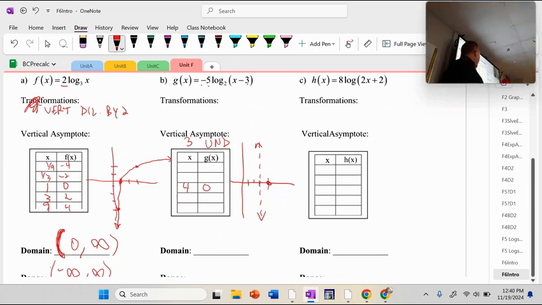Got it. All right, now we've got the flips and the stretches. Ooh, log base 2.